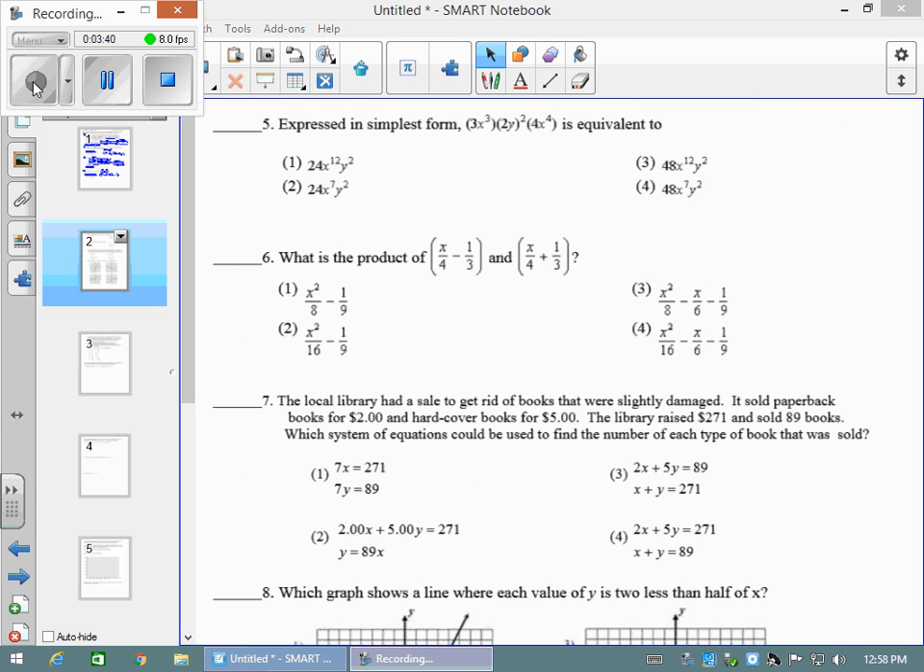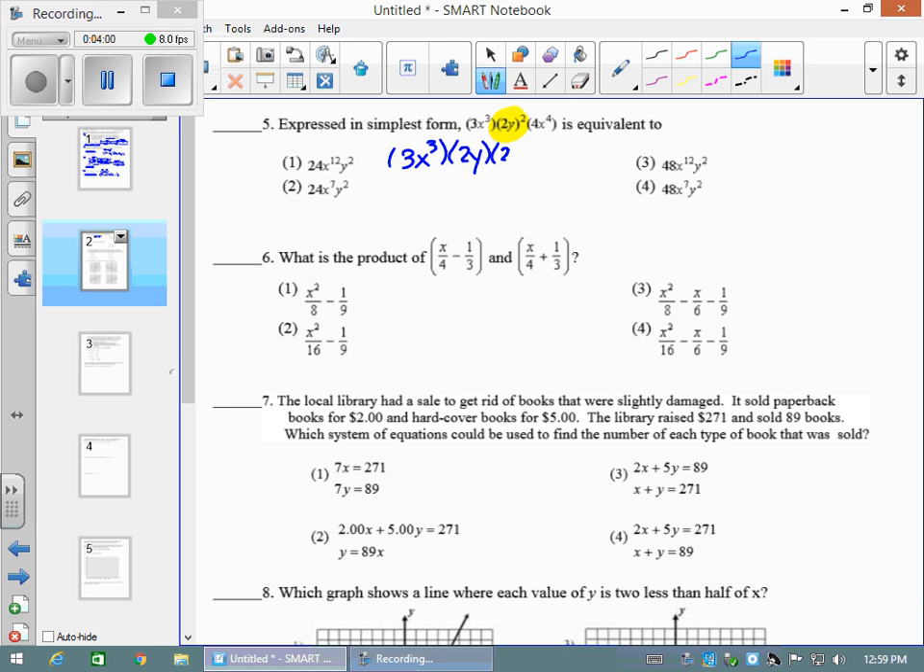So if we look at question 5, we're being asked to express this in simplest form. The first thing I notice here is that my middle factor has an exponent of 2. So if I'm using order of operations, I always have to make sure that I evaluate exponents before I multiply. So I'm going to rewrite this as 3x cubed times 2y times 2y. So instead of 2y squared, I wrote it out times itself times the 4x to the 4th. So now if I multiply all of my coefficients, I have 3 times 2 times 2 times 4. That's going to give me 48.